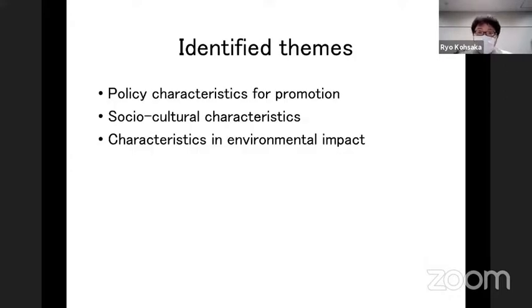So now I select the themes for the review. The first one is the policy characteristics for the promotion, the second one is some sociocultural characteristics, and the third one is the characteristics in environmental impacts. There are so many articles on the consumption aspect of cultured meat and meat alternatives, but I think they are already established in the literature review, so I try to skip that aspect.